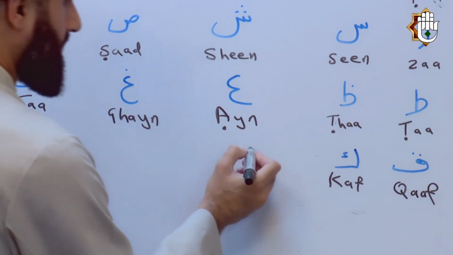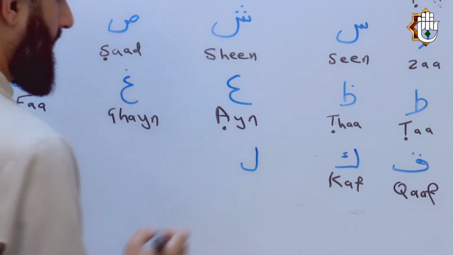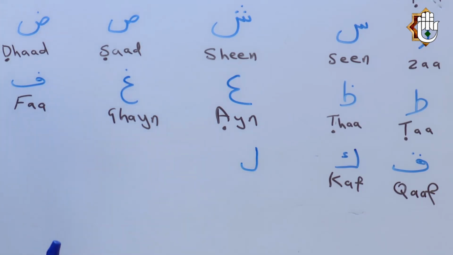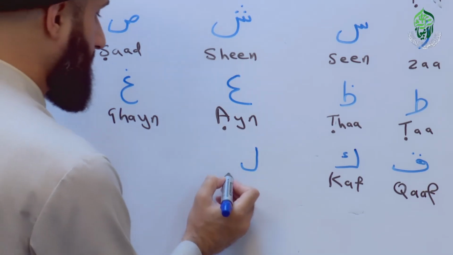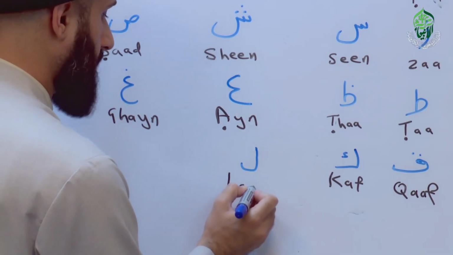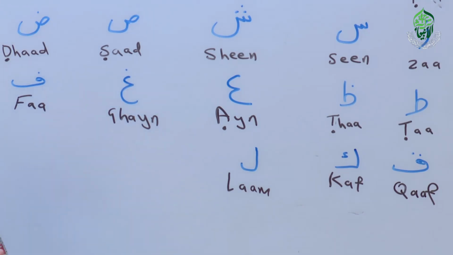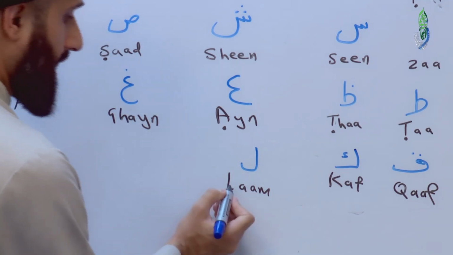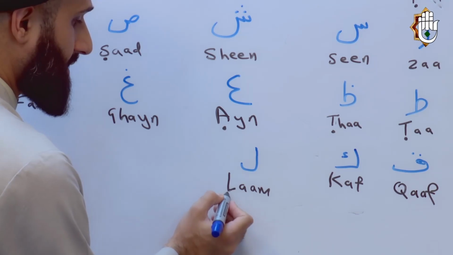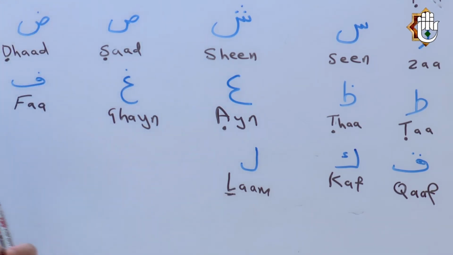Lam. Okay? Now, dear brothers and sisters, lam, this is how we are going to write it. It is exactly the same as the L in the English alphabet. Lam, L, no difference, dear brothers and sisters.